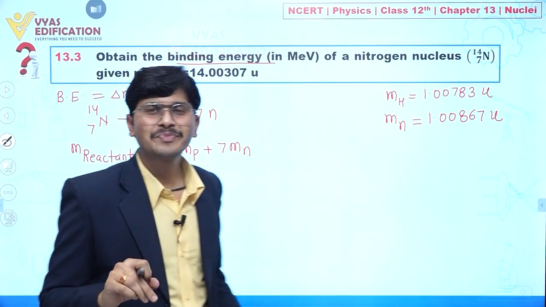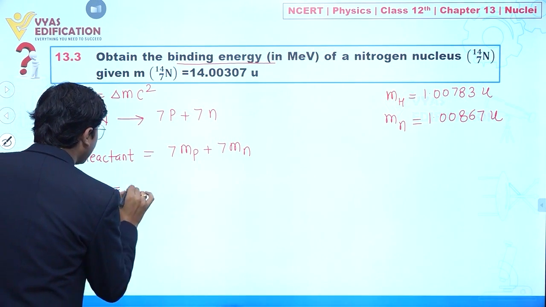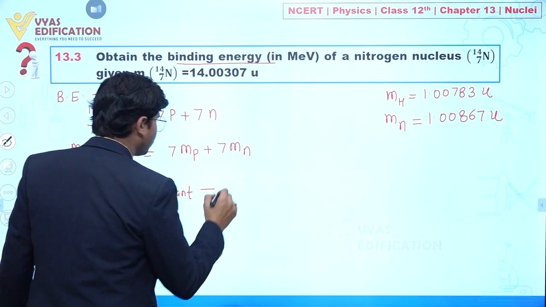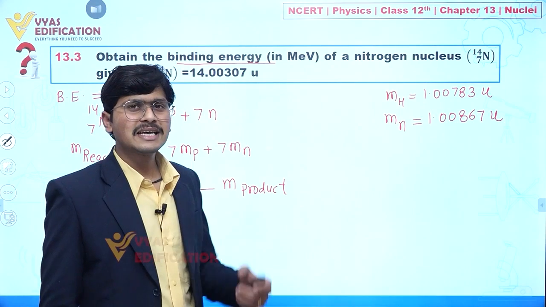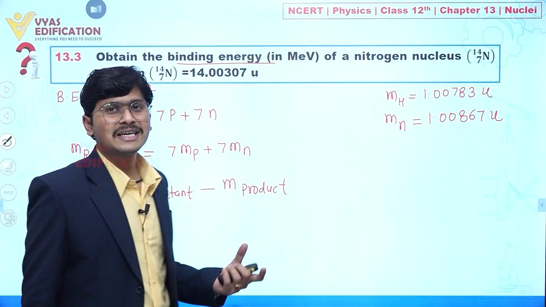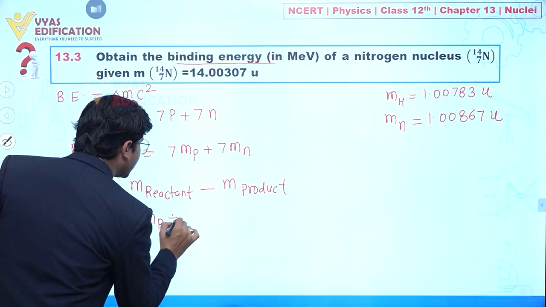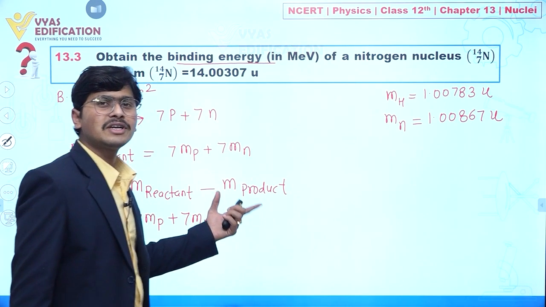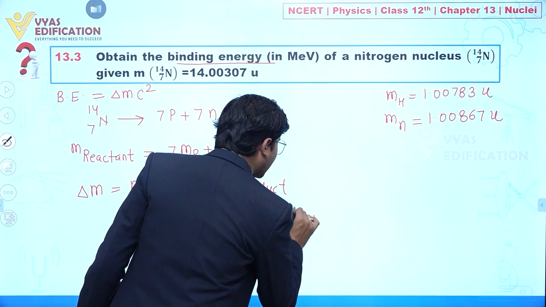Now listen very carefully. Whenever we are calculating mass defect, delta M, we will write like this: mass of reactant minus mass of product. Clear? So definitely you can say when 7 protons and 7 neutrons are combining, they are getting a nucleus of nitrogen. Clear? So now we can write like this, this should be equal to 7 Mp plus 7 Mn minus. Now what is the nucleus? So now we will write mass of a nucleus of 7N14.